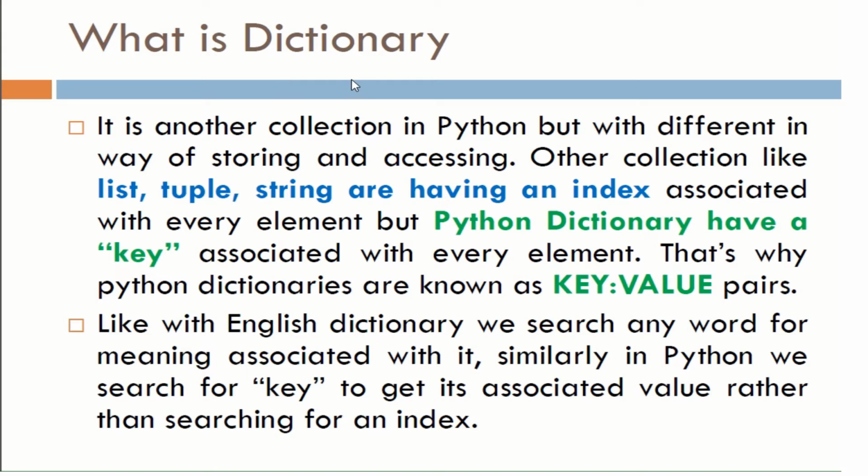Now, what do you mean by dictionary? It is another collection in Python, but different in the way of storing and accessing. Other collections like list, tuple, string have an index associated with every element. But a Python dictionary has a key associated with every element. That's why Python dictionaries are known as key-value pairs. Like an English dictionary, where we search any word for the meaning associated with it, similarly in Python, we search for a key to get its associated value rather than searching for an index.